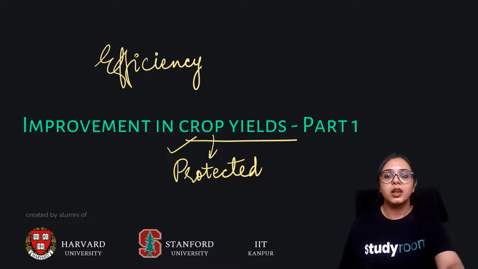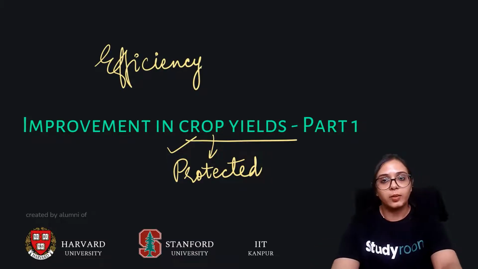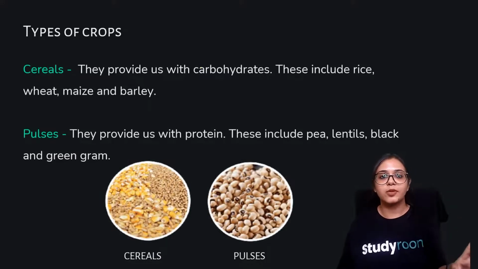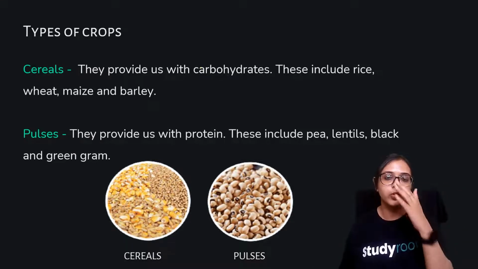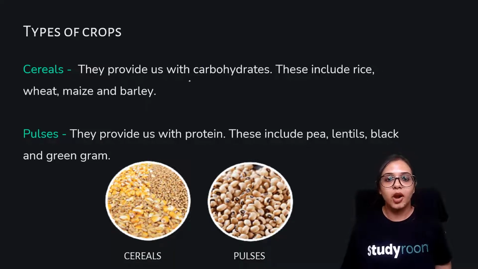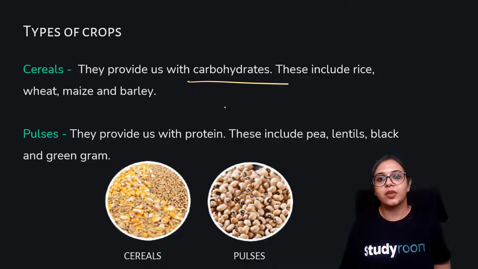So in this part by part, we'll be learning all about it. There are different types of crops from which we get different nutrients. We get carbohydrates from cereals like rice, wheat, maize, barley. Carbohydrates are great sources of energy.